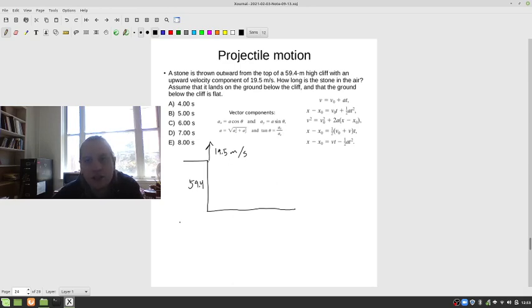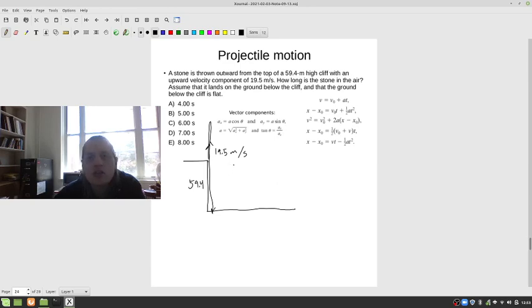How long is the stone in the air? So that's the type of path it's taking. It doesn't really have any lateral dimensions. So this is still just a one-dimensional accelerated motion problem, despite the appearance of being a two-dimensional one. How long is the stone in the air? Assume that it lands on the ground below the cliff and that the ground below the cliff is flat.